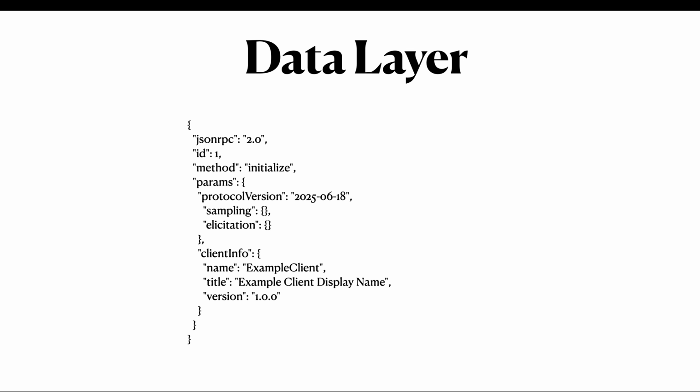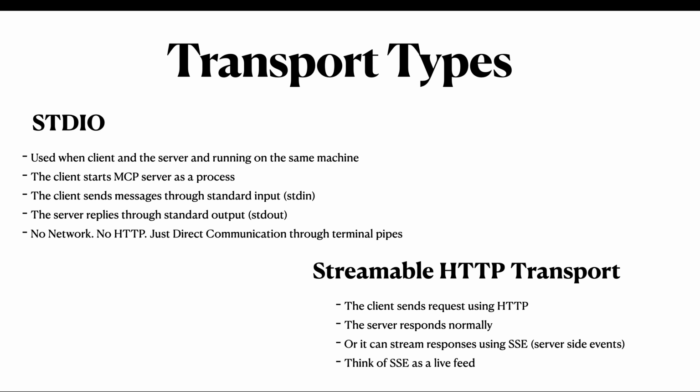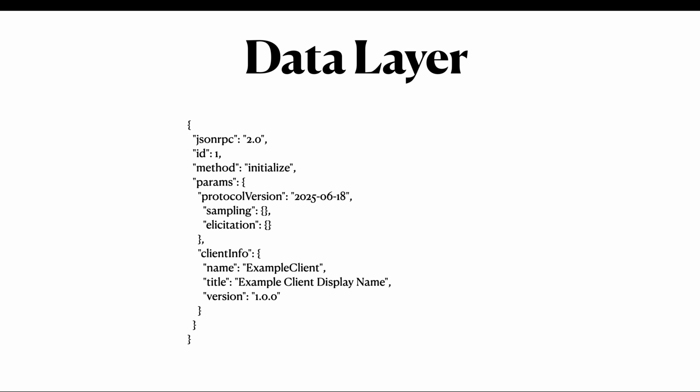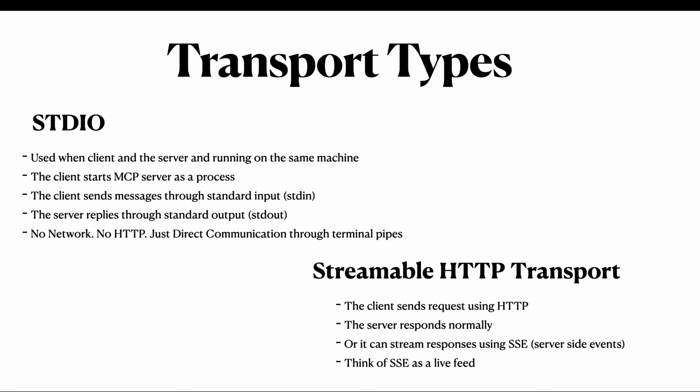The second is the transport layer. Basically, we have two types, stdio and Streamable HTTP transport. Just a basic overview: the data layer covers what we send and the transport layer covers how we send it. Just like HTTP would be a transport layer and the data layer would be the request. Now let's talk about the transport types. There are generally two types you'd be dealing with. Mainly you'll be dealing with Streamable HTTP transport, but we need to know both of them.